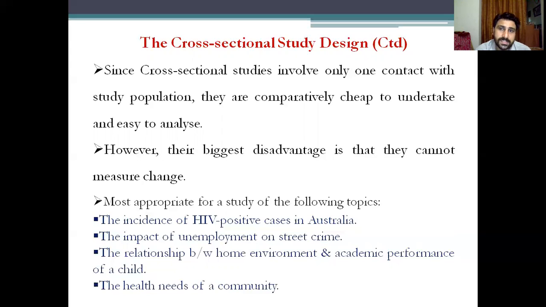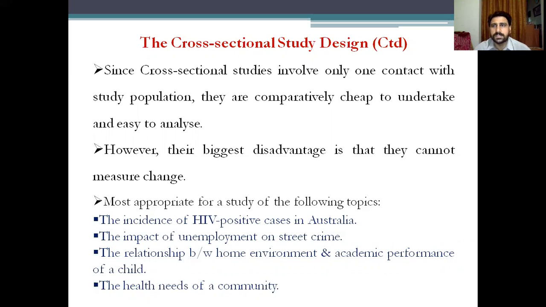However, their biggest disadvantage is that they cannot measure change. If you are studying a phenomenon, then you can study it at one point of time, but you cannot measure the change because you are not taking samples at a different point of time again. Whenever you are measuring a change, you need to have at least two-point data with you. And this type of study design is most appropriate for the following topics.